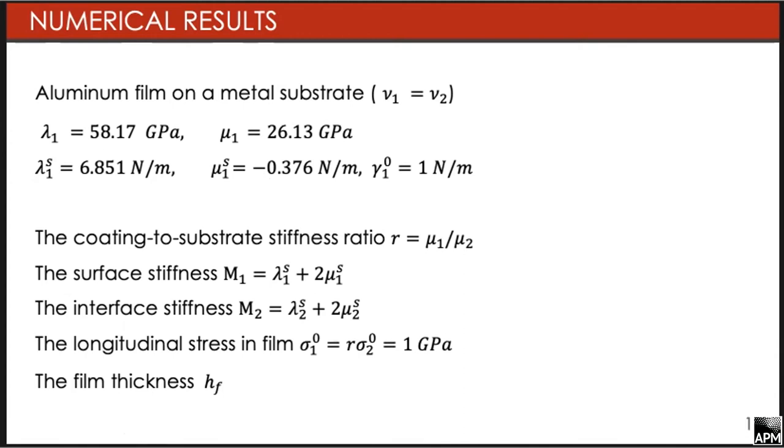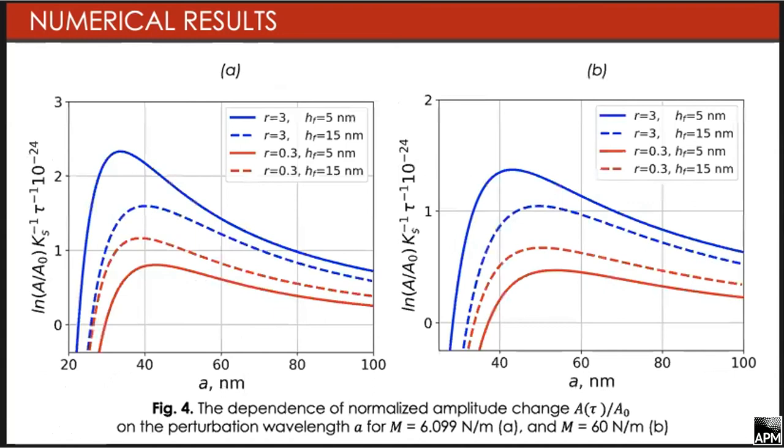However, the surface elastic constants depend on the crystallographic orientation and some other factors. Four different values of surface and interface stiffness are considered below. Here you can see the dependence of the normalized amplitude change of the film surface relief on the perturbation wavelength for different parameters of the problem. The critical wavelengths are found from the intersection of the lines with the abscissa.